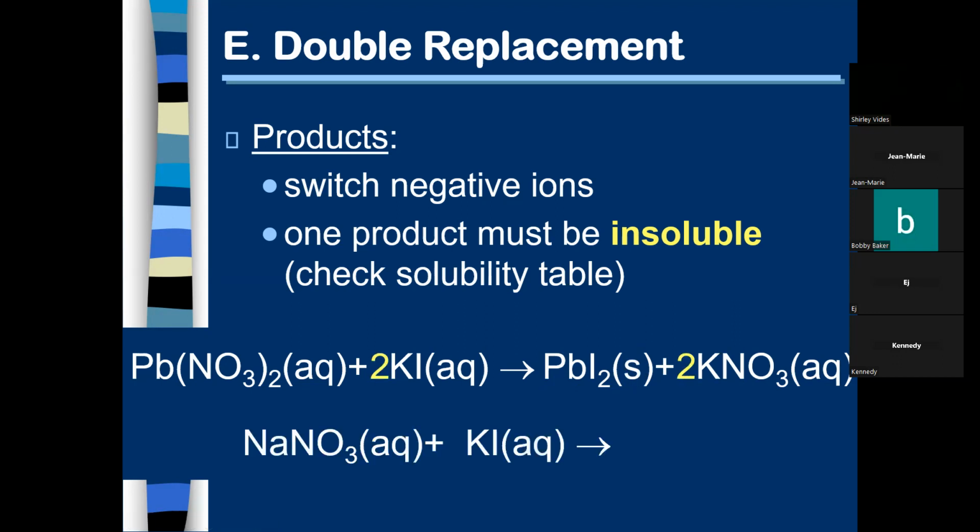And you can predict. Now, this one, usually sodium and potassium are very soluble. So I would think that sodium iodide is soluble, and so is potassium nitrate. Therefore, no reaction. You see? So you've got to look at your solubility chart.